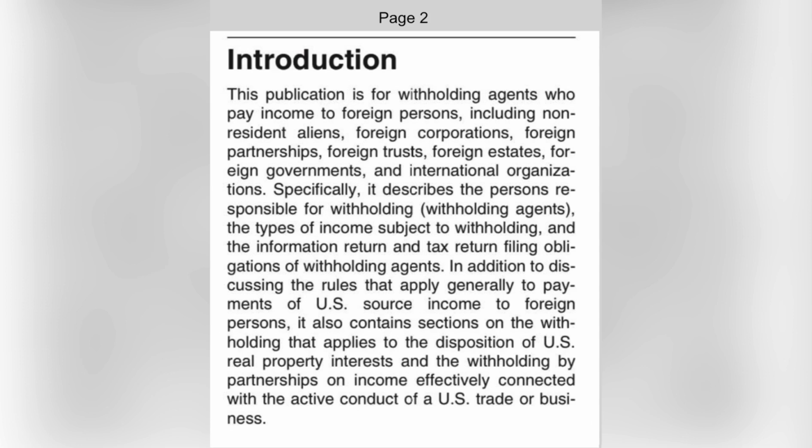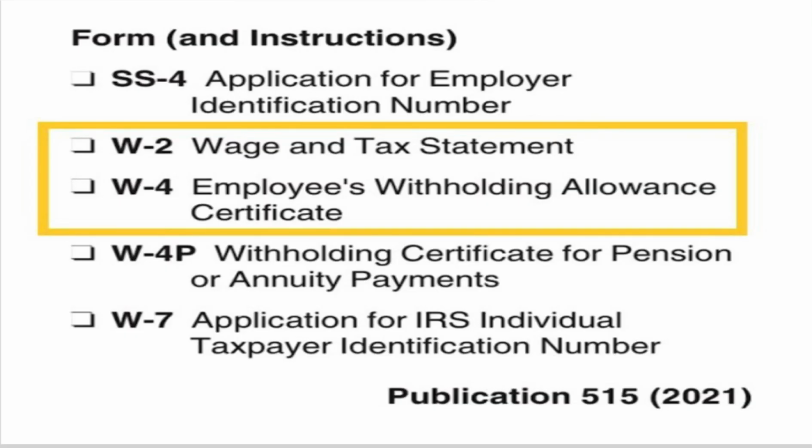On page 2 in the introduction, it reads, "This publication is for withholding agents who pay income to foreign persons, including non-resident aliens," and then it lists a few other foreign entities. Specifically, it describes the persons responsible for withholding, which are withholding agents, the types of income subject to withholding, and the information return and tax return filing obligations of withholding agents. And under forms and instructions, you see that they list Form W-2 and Form W-4.